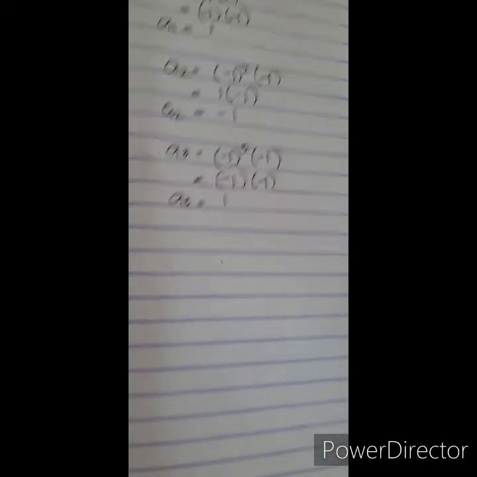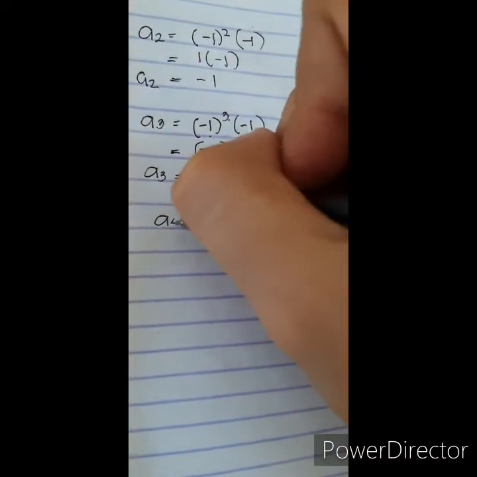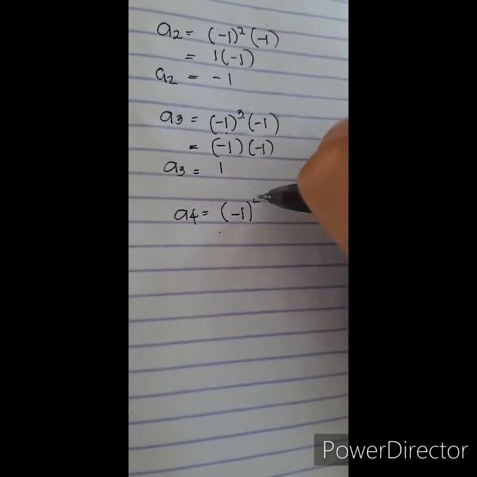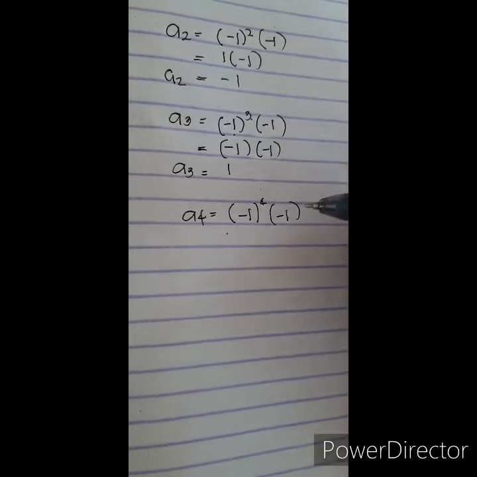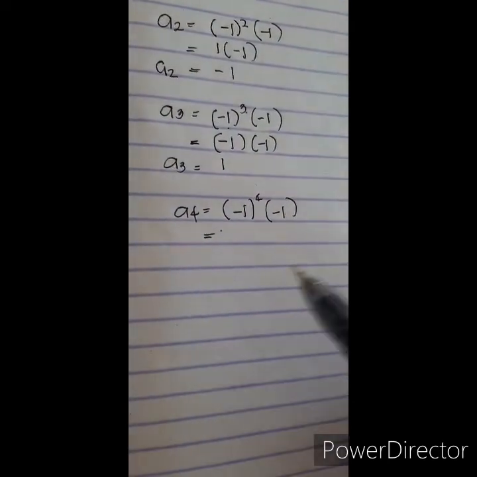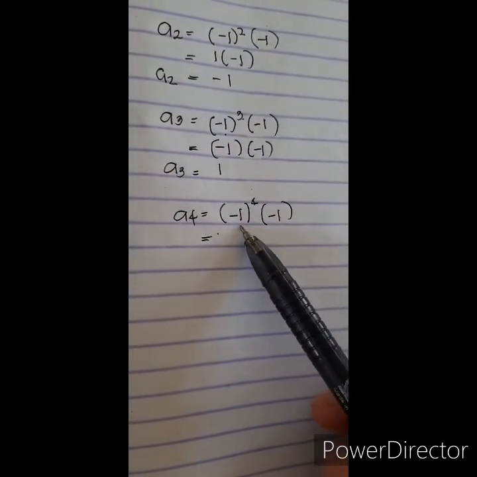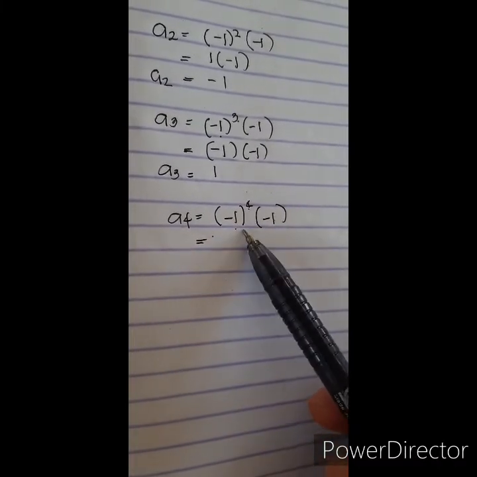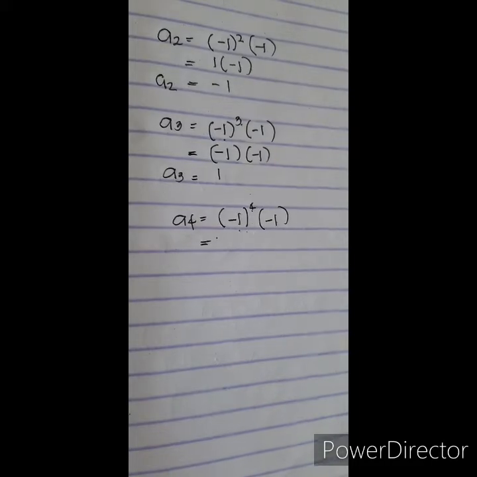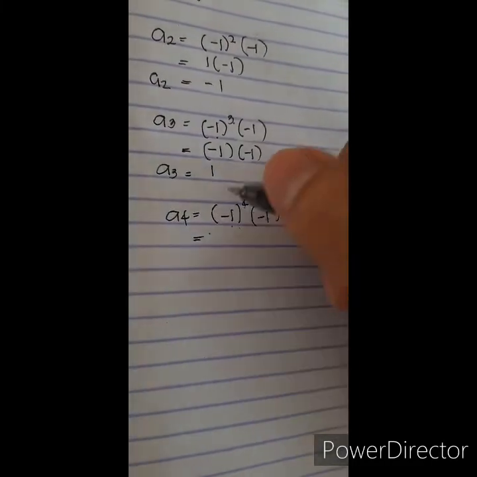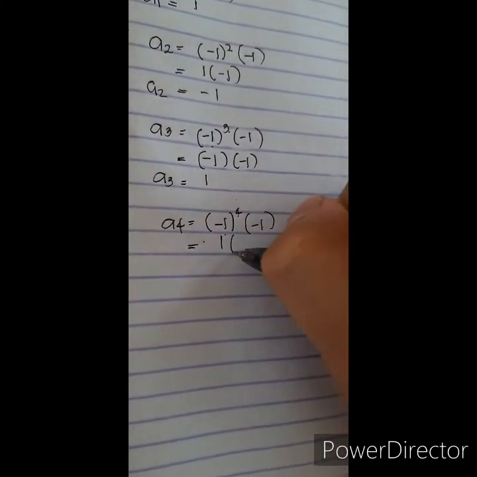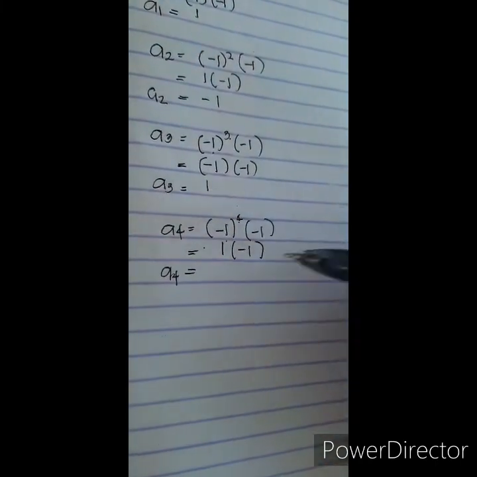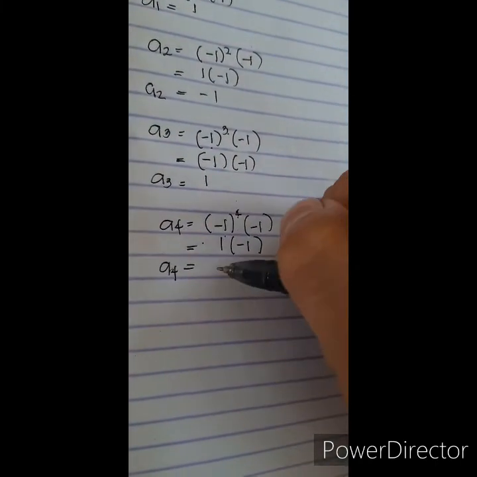Okay, for a sub 4, we have negative 1 raised to 4 times negative 1. So in this case, we have negative base and an even exponent. So if this is the case, it will give us a positive answer. So we have positive 1 here times negative 1. The answer for a sub 4 is negative 1.